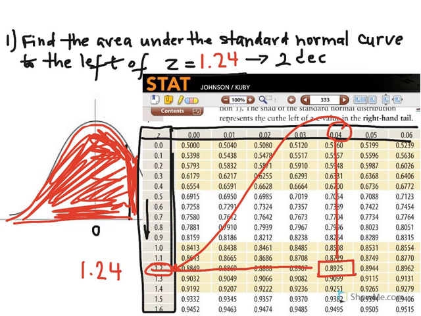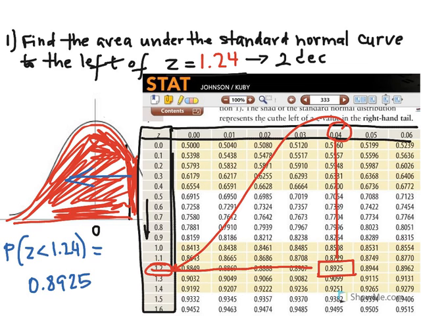And this area is going to be written as the probability of z smaller, or to the left, of 1.24, which will be equal to 0.8925. So that is the area under the standard normal curve to the left of z = 1.24.